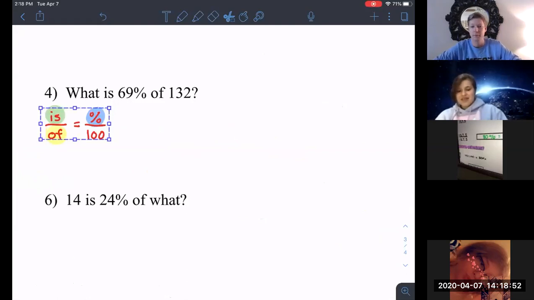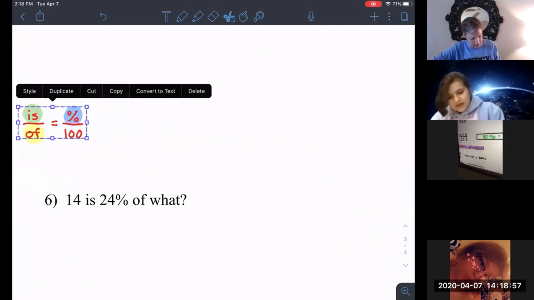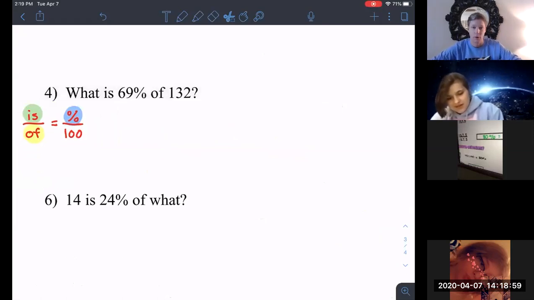So let's do number 4 next, and we'll practice what I taught you in that last one. Okay, so we're going to start by doing our highlighting and color coding and figuring out what goes where in the problem.